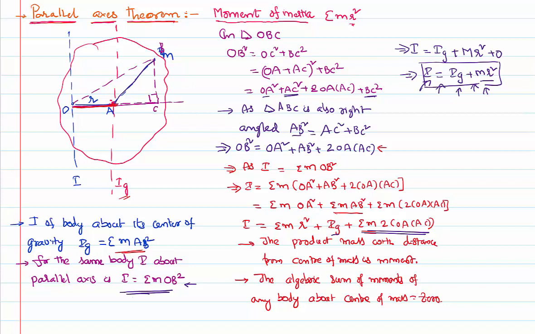That's it. So for your clarity's sake, let me define once again. Moment of inertia of the body about any axis I is equal to the sum of the moment of inertia of the same body about an axis passing through center of gravity and the product of mass of the body with the square of the distance from the axis of rotation.